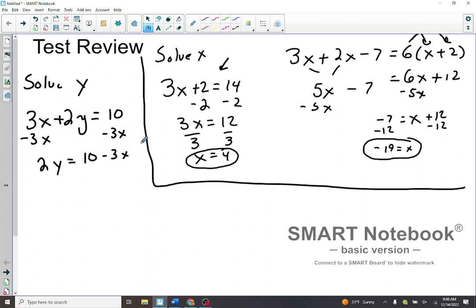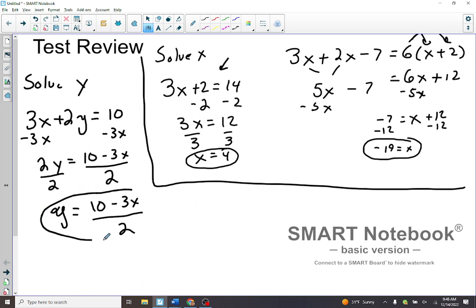So I had to do 2y equals 10 minus 3x. You cannot combine them because this is a 10 and this is a 3x. They don't have like terms. You just have to put them next to each other. You can't combine them. Then you're going to divide by 2. It's very important to remember you're dividing 2 on everything here. So y equals 10 minus 3x divided by 2.